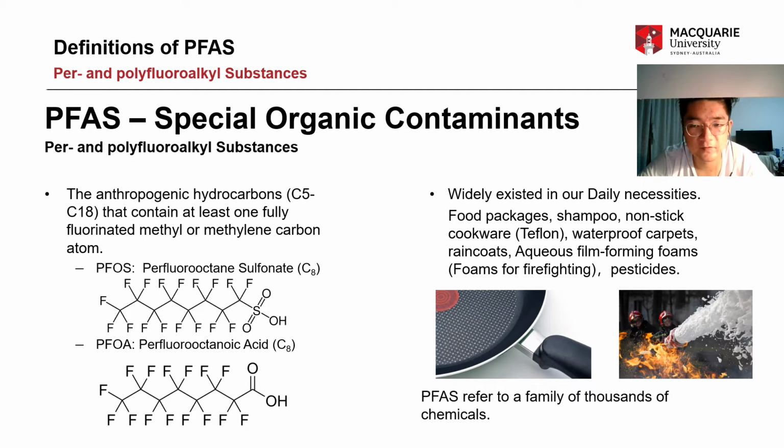Teflon is one of the PFAS. PFAS are also used in waterproof carpets, raincoats, and aqueous film forming foams, which are foams used for firefighting, and also in pesticides. To be specific, the name PFAS refers to a family of thousands of organic chemicals, not only specifically indicating PFOS or PFOA. The name PFAS contains a lot of chemicals, including Teflon.